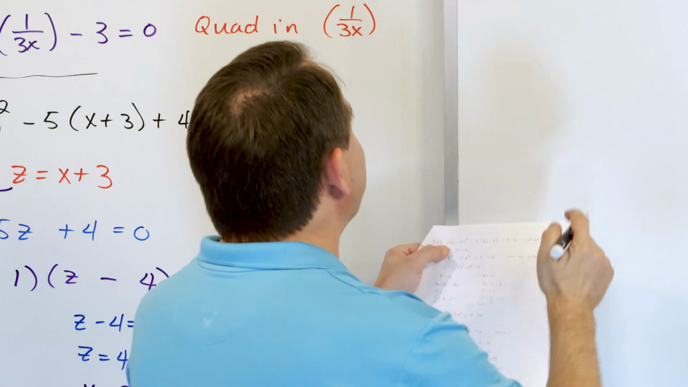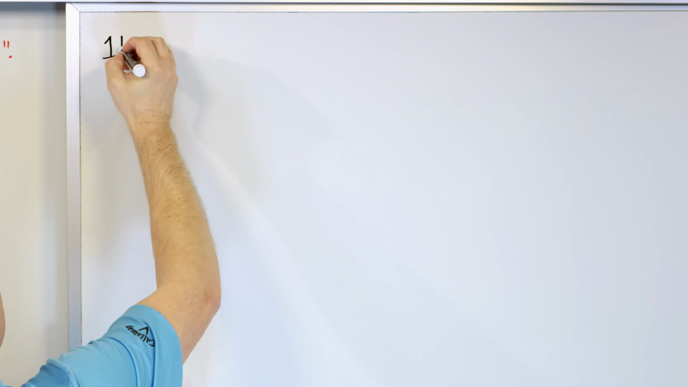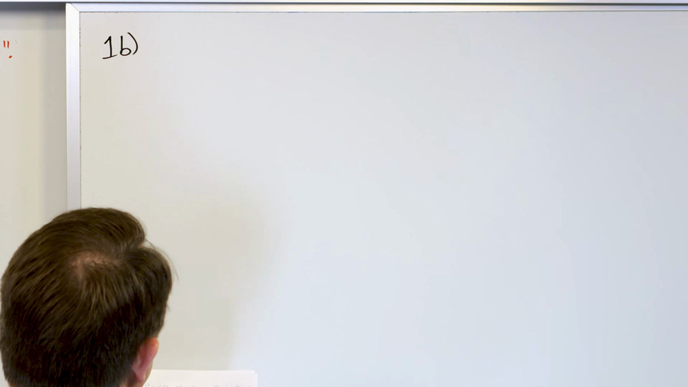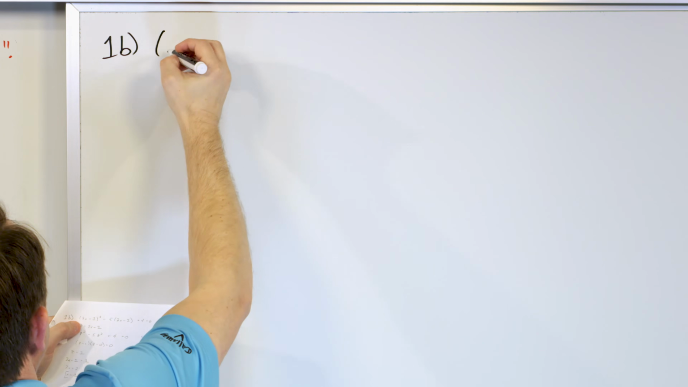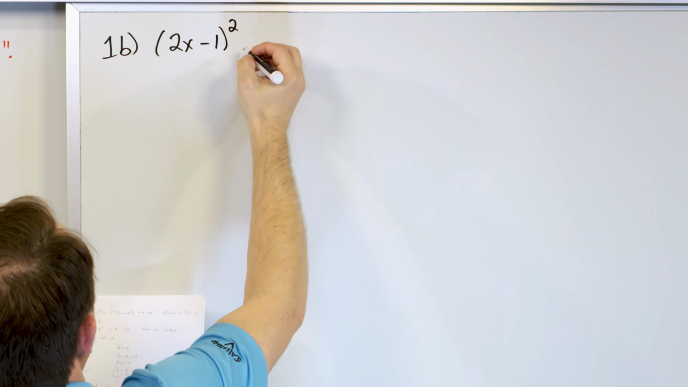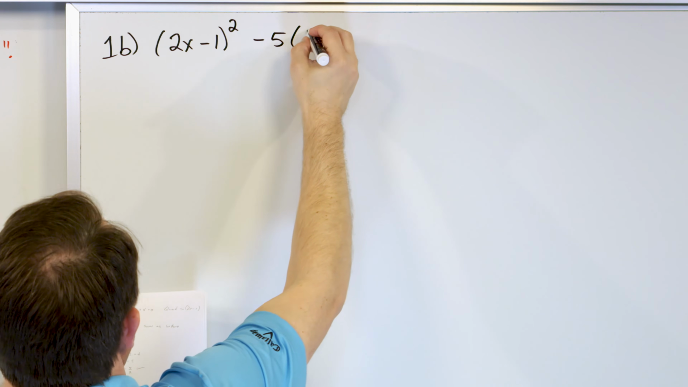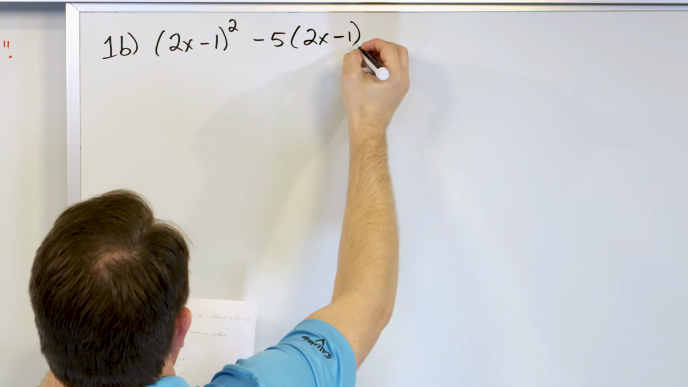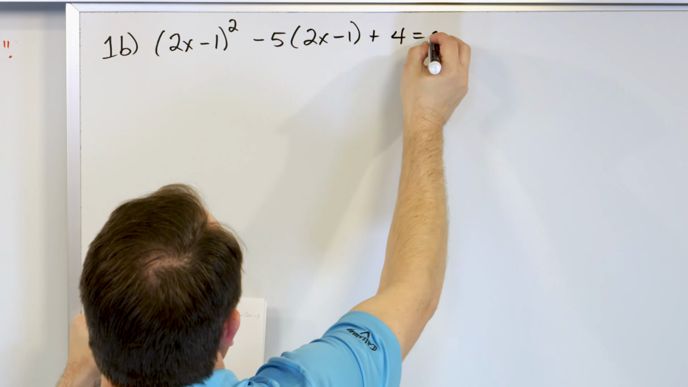All right, for our next problem, I'm going to call this 1b, and you'll understand why I'm calling it 1a and 1b in a second. Let's take a different equation. Let's say it's 2x minus 1, quantity squared, minus 5 times 2x minus 1, plus 4 is equal to 0.